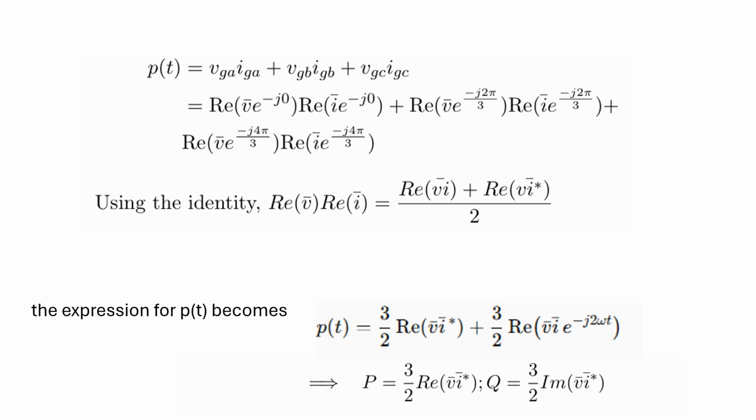By using the identity, real part of V into real part of I is written as real part of VI plus real part of V I conjugate, whole divided by 2. The expression for P of t becomes like this: 3/2 real part of V I conjugate plus 3/2 real part of V I e^(-j2ωt). So this will give us the information about the active power, where P is 3/2 real part of V I conjugate and Q is 3/2 imaginary part of this V I conjugate.